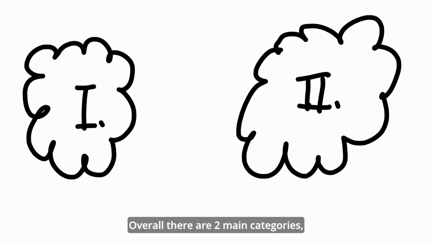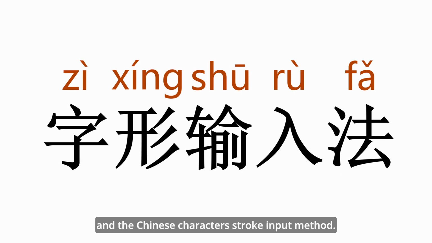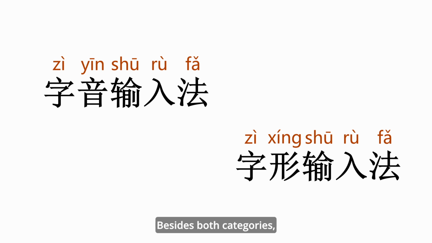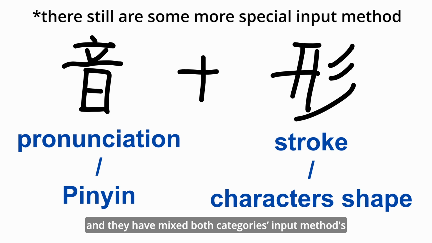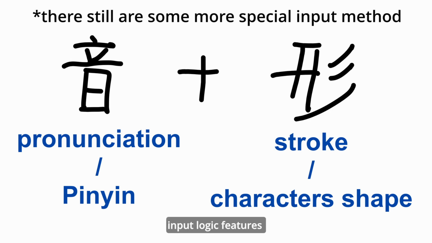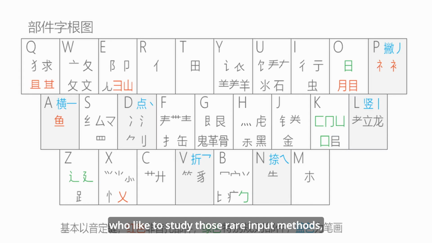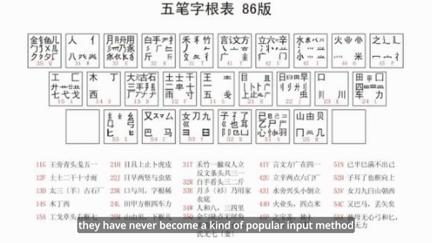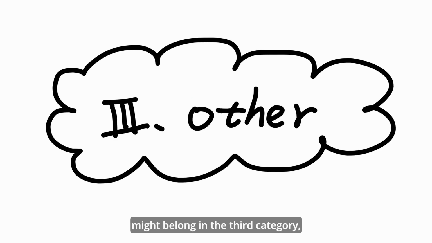Overall, there are two main categories: the Pinyin input method and the Chinese character stroke input method. Besides both categories, there are some other input methods, and they have mixed both categories' input logic features. But except for some small groups who like to study those rare input methods, they have never become popular in the Chinese language world. So I think those rare input methods might belong in the third category, the other category.